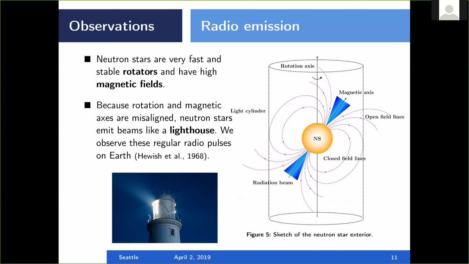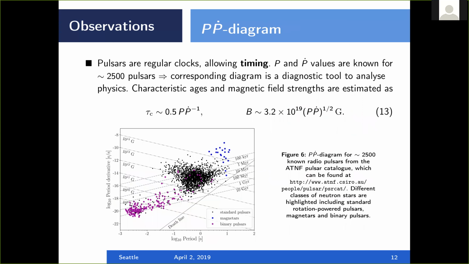Because they rotate and produce these radio beams, you can essentially see pulses. And because neutron stars rotate really stably, we can essentially time them. You look at how often you see these pulses and compare that to a template. For about 2,500 systems, we have not only a period but also how the period changes over time. The period increases, so the star slows down. And what astronomers like to do is plot this in a so-called period derivative diagram.